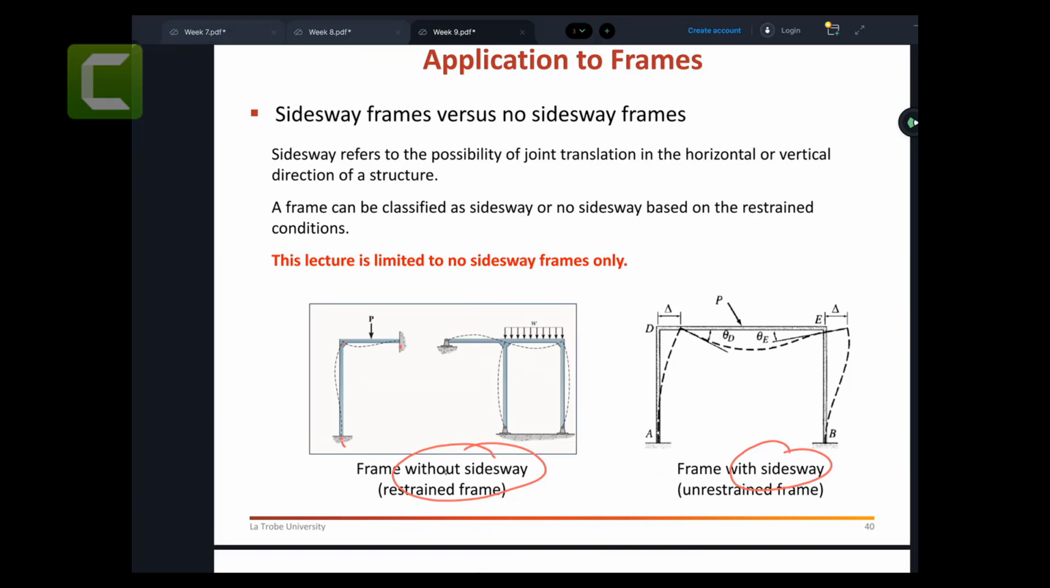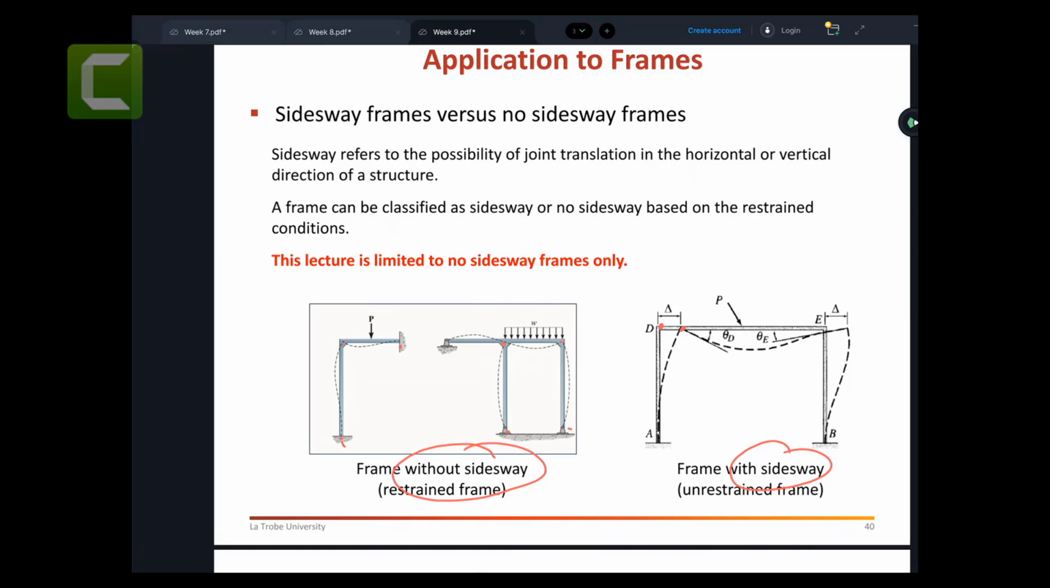So that is what we call a without-sideway or restrained frame, because you can see these joints are rotating, but they are staying at that particular position. It's just rotating, but it's not translating. Here, you can see joint D completely goes over here.